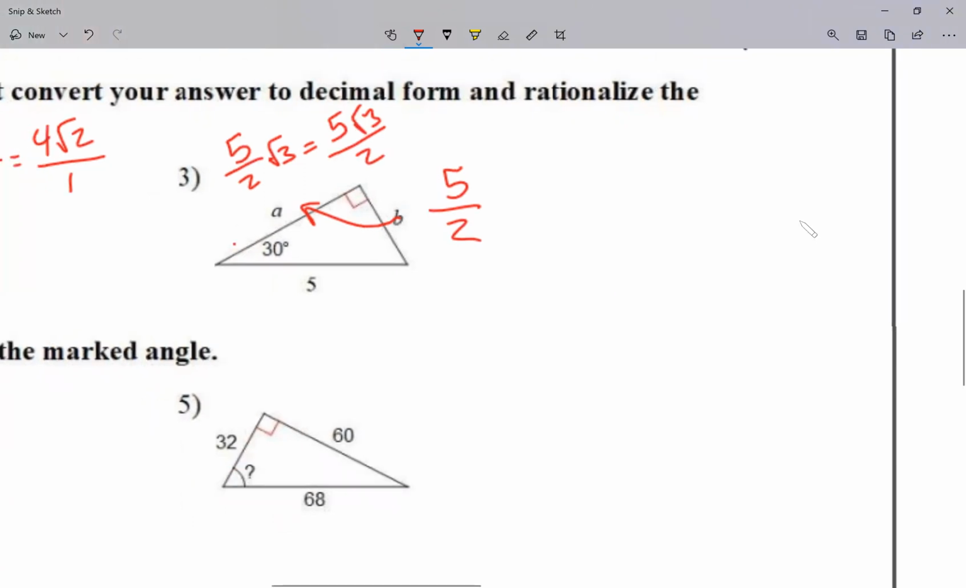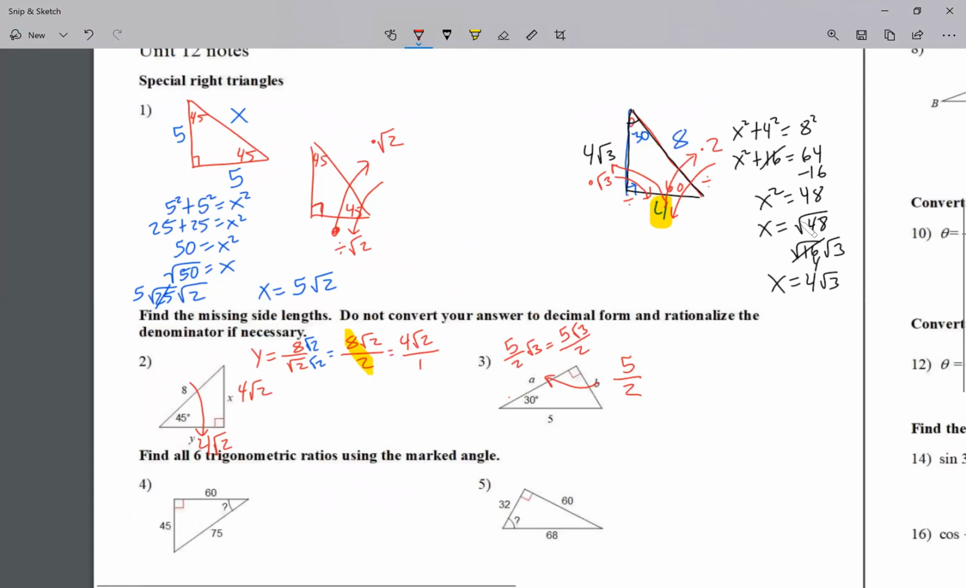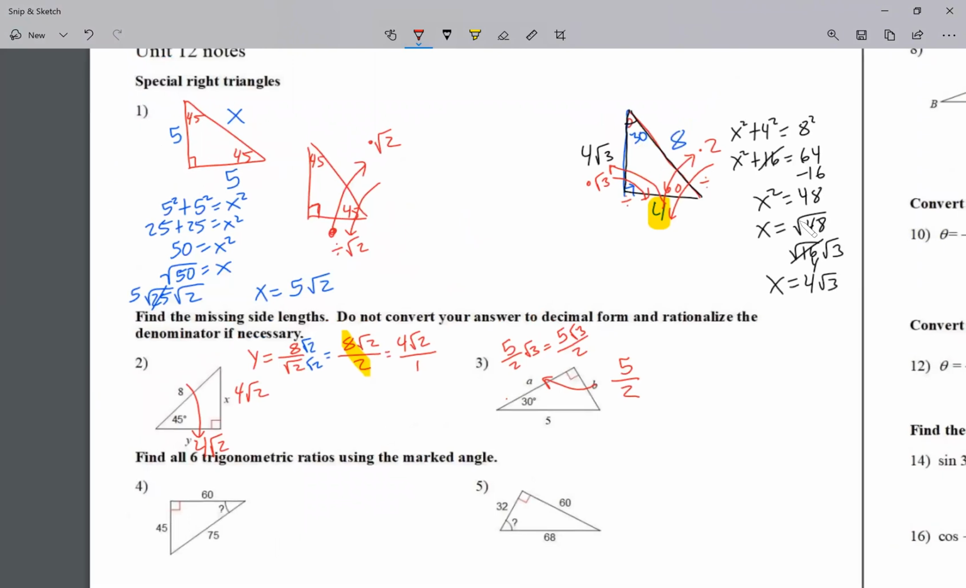Want you guys to practice these. So question number one, I showed you guys using the Pythagorean theorem how we come up with the formulas. If you guys don't know how to use the formulas, you can always use the Pythagorean theorem.